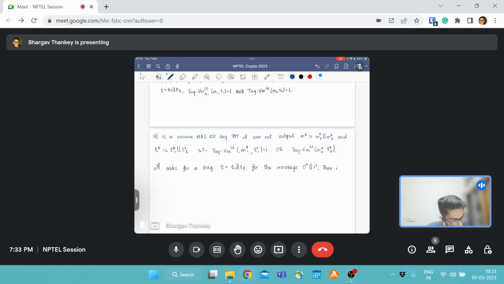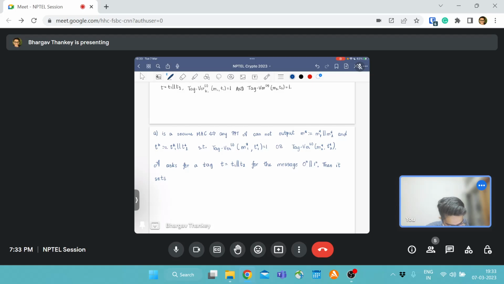Then it sets M star to 0 to the n concatenated with 0 to the n, and T star is T1 concatenated with anything, doesn't matter. Let's just say 0 to the n. Now, while tag verification 0 to the n need not be the correct tag for 0 to the n, that is, while the second check fails, the first check succeeds.